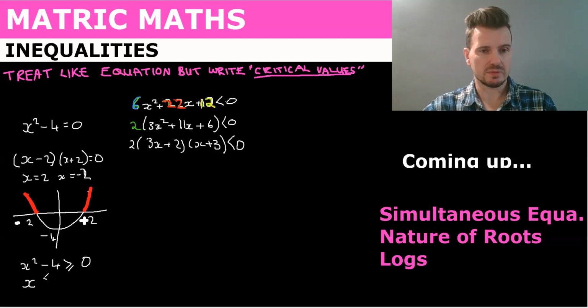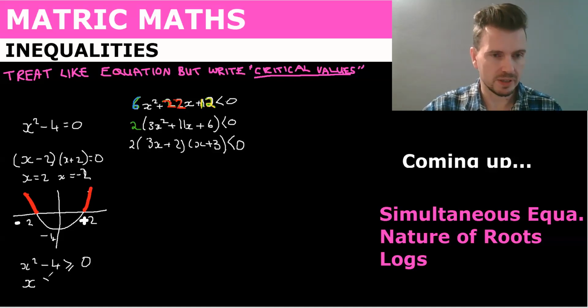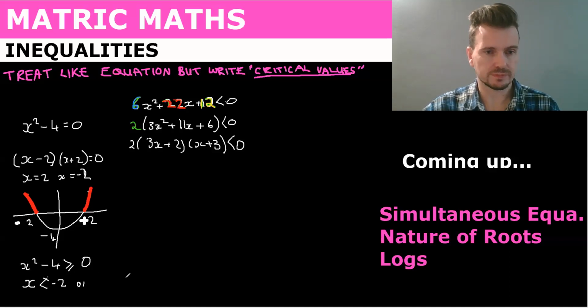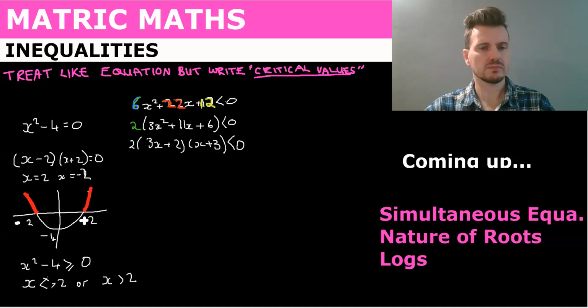So then we just look at the graph and say, I see that x is going to be less than negative 2, or x is greater than 2. You could also write it like this: negative infinity, and remember, it's equal to. So we just have to say equal to 2 because there's the equal sign there.